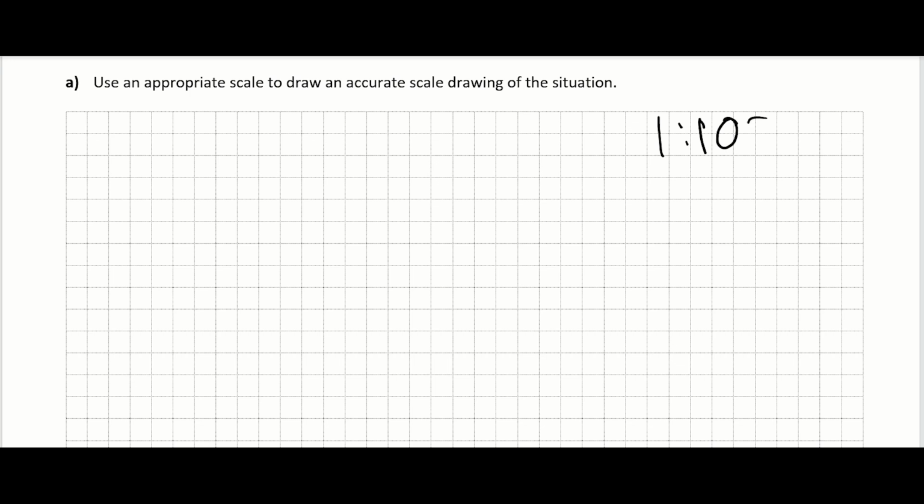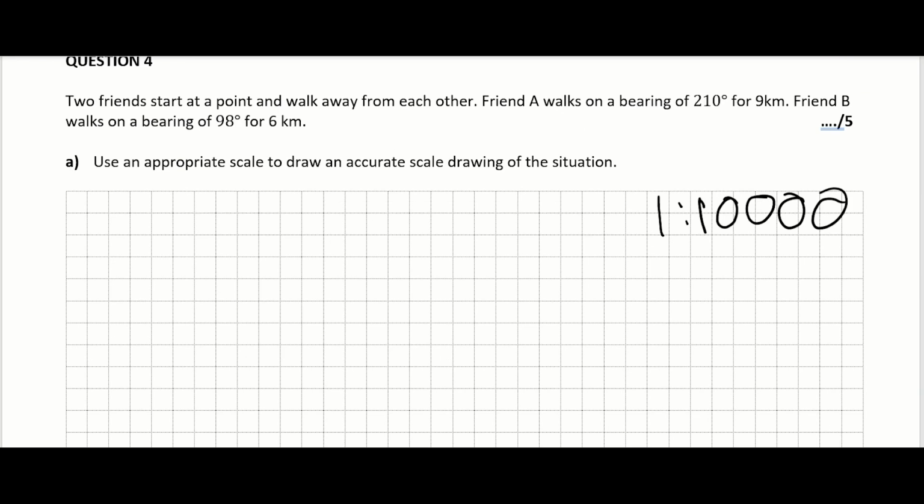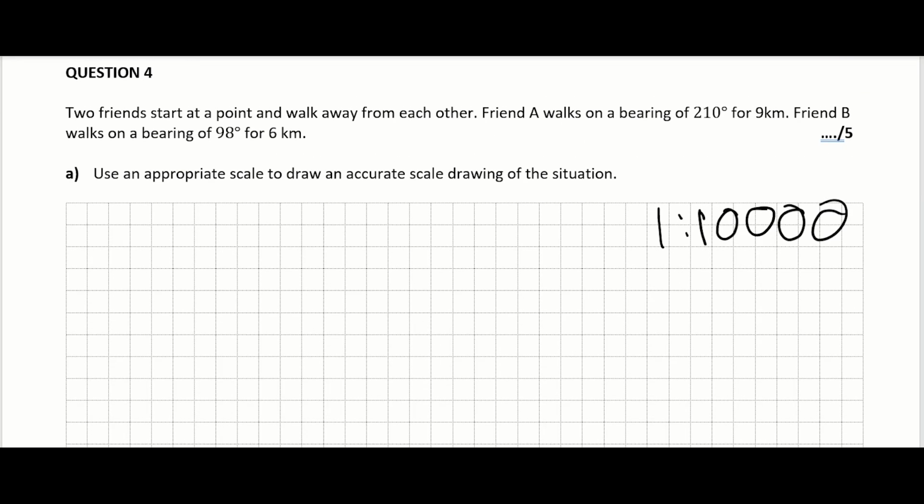There are 10,000 centimeters in a kilometer, if that makes sense. Actually, I think it's a bit more than that. Anyway, I'm not worrying about that. I'm just trying to get this done. So 1 centimetre equals 9 kilometres.